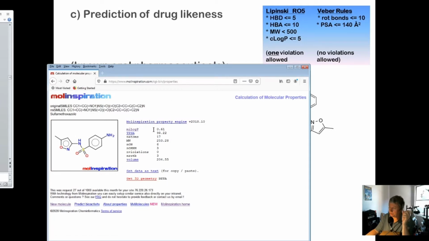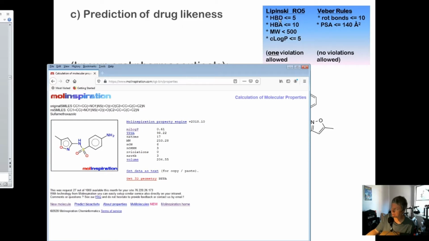So my log P is 0.61, which is relatively polar. Remember, we range from 0 to about 7, which is around where cholesterol is in terms of greasiness. Okay, so C log P is less than 5. Great.